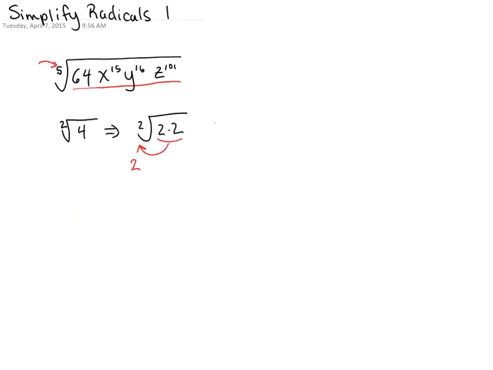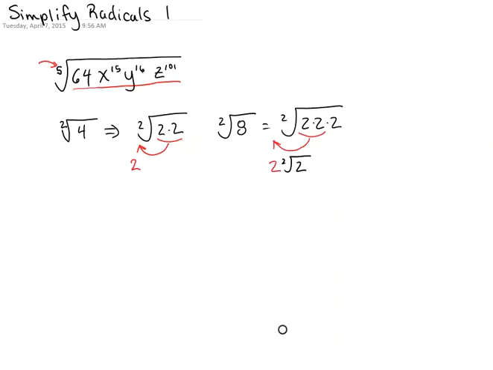What if it were the square root of 8? Well, 8 is equal to 2 cubed, or 2 times 2 times 2. But since the index is still 2, we're looking for pairs. So we've got the square root of 2 times 2 on the inside becomes a 2 on the outside, but there's still a 2 left over. So the answer to the square root of 8 would be 2 square roots of 2.